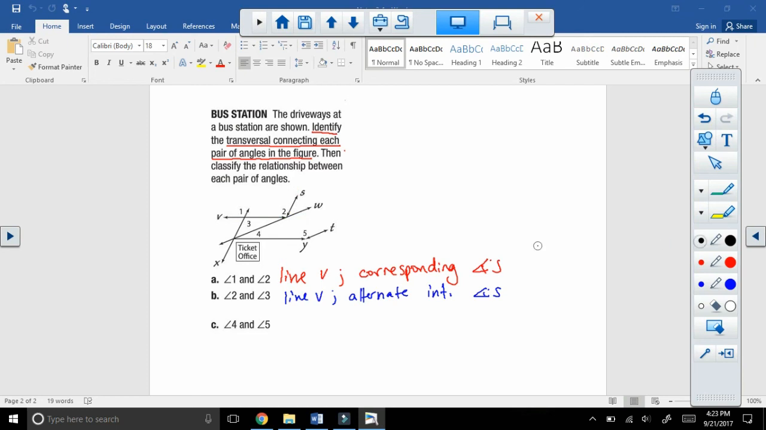And then for this last pair, angle 4 and angle 5, the line that cuts through or touches both of those is this line right here, and that's line Y. And then these ones, if you're looking here, are both on the interior between those other 2, W and T, and they're on the same side of the transversal. So this is called consecutive interior angles.